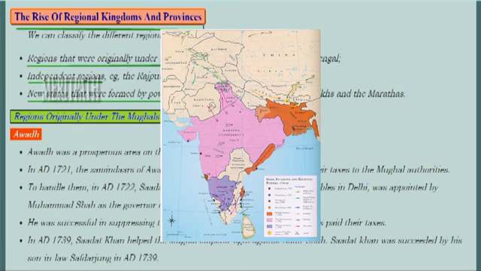Let's study the rise of regional kingdoms and provinces. These can be classified into three groups. First, regions that were originally under the Mughals, for example Awadh, Hyderabad and Bengal. Second, independent regions, for example the Rajputs of Amber, Mewar and Marwar. And third, the new states formed by powerful regional groups such as Jats, Sikhs and Marathas. Now let's study these three groups in detail.